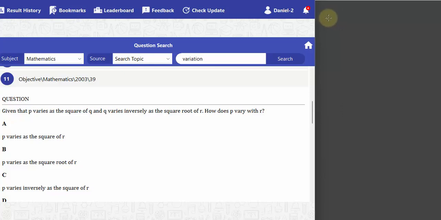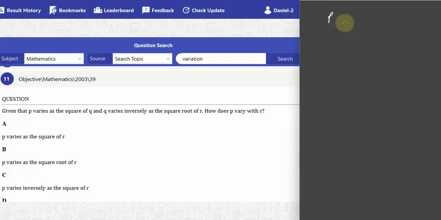Okay, so given that p varies as the square of q, and then q varies inversely, inversely means 1 over, inversely as the square root of r. How does p vary with r? So how is p connected to r? We know how p is connected to q. We know how q is connected to r. And how is p connected to r?